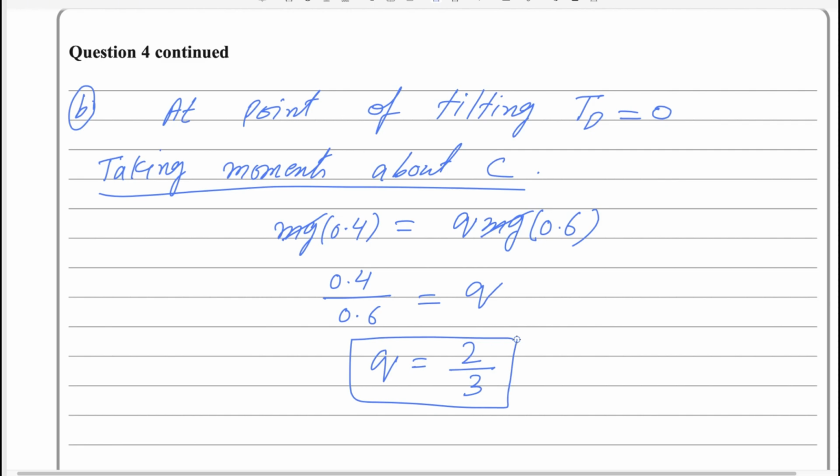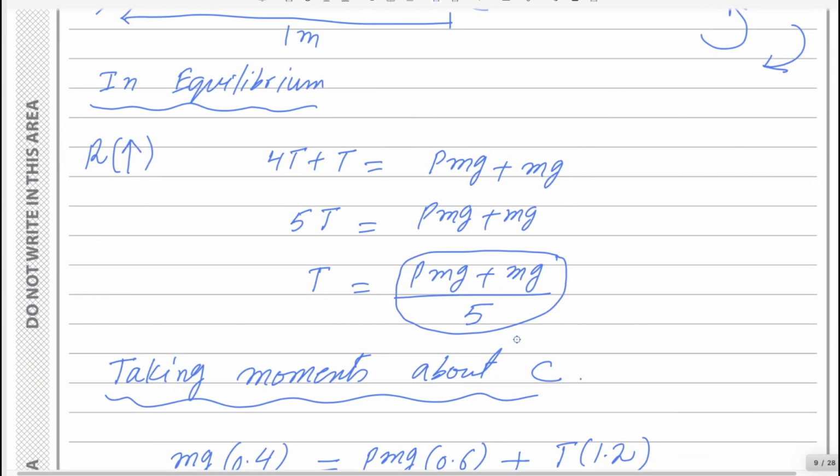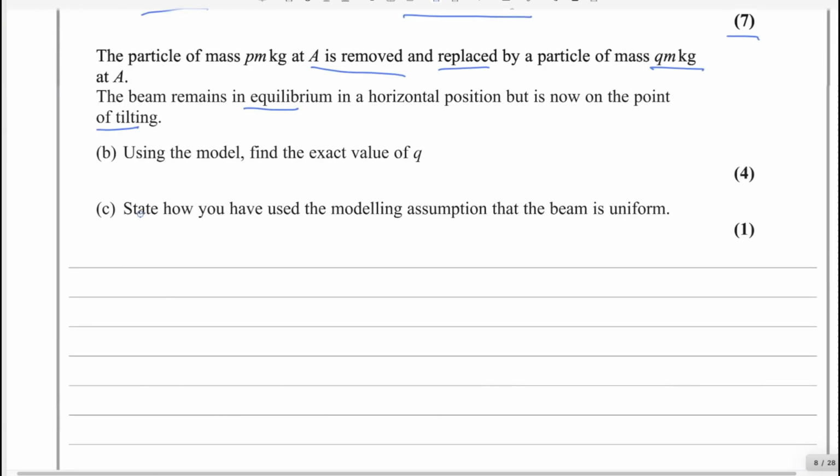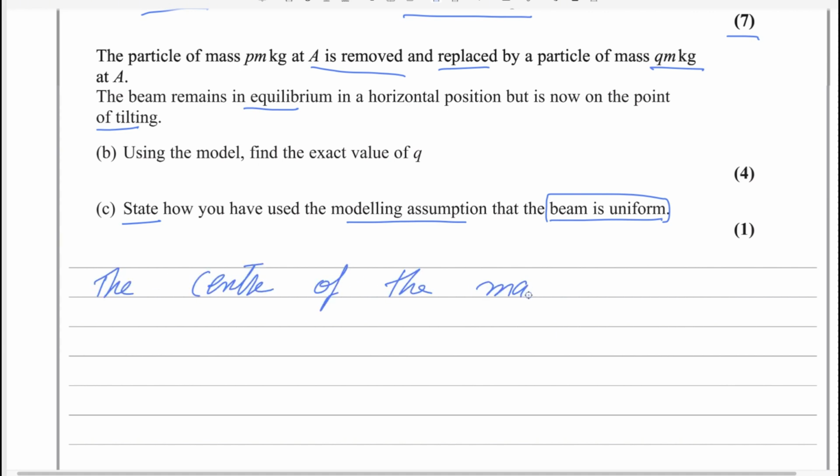Hopefully you understand it. Let's go back to the last part of this question, number 4. State how you have used the modeling assumption that the beam is uniform. I told you earlier, if the beam is uniform, the center of the mass is at the middle. We can write here the center of the mass is at the middle.